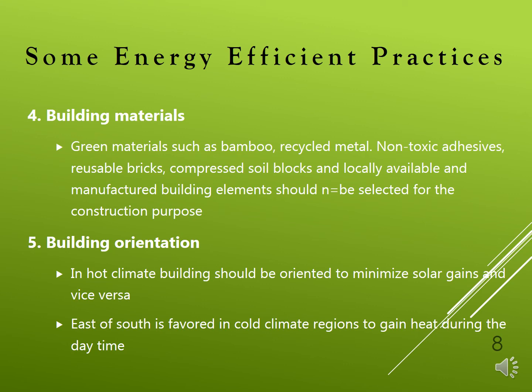Fourth one is building materials. Green materials such as bamboo, recycled metals, non-toxic adhesives, reusable bricks, compressed soil blocks, and locally available and manufactured building elements should be selected for construction. Fifth is building orientation. In hot climates, buildings should be oriented to minimize solar gains. East or west is favored in cold climate regions to gain heat energy during the daytime.